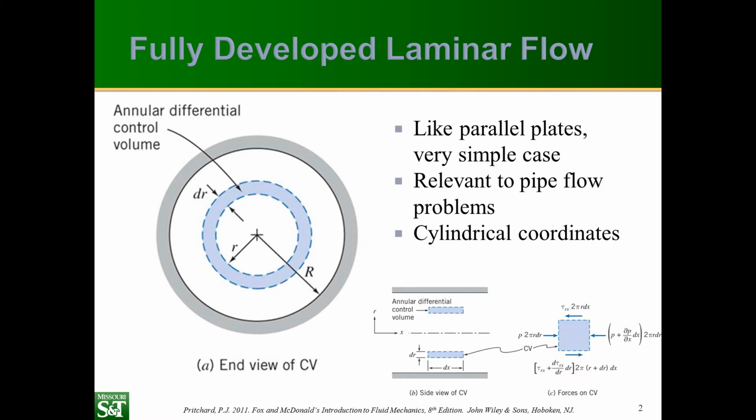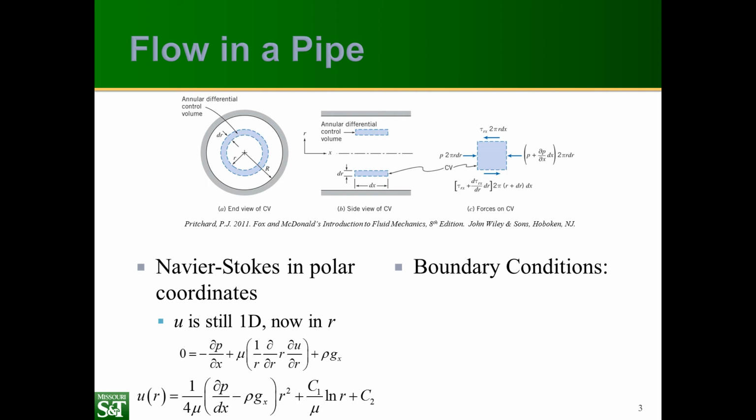Now, we have this r direction, so it's convenient for us to use cylindrical coordinates to solve this particular problem. And then we have this sort of annular-shaped differential control volume, so we can account for the curvature or the behavior of this cylindrical geometry. So we start with the Navier-Stokes equation in polar coordinates. We're still one-dimensional for u, but now it's in r instead of in y. So we take this term and we move it over to the left-hand side and we integrate twice. And that gives us this equation here.